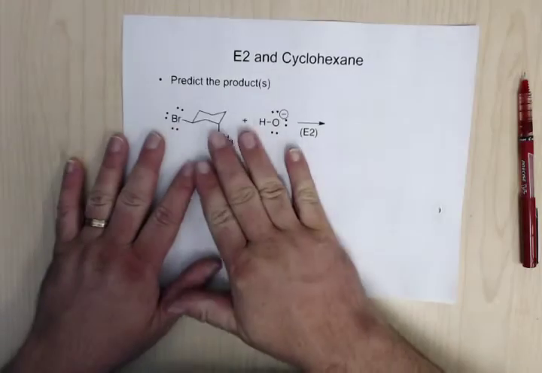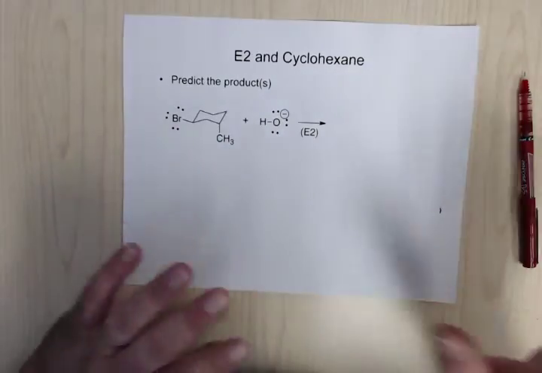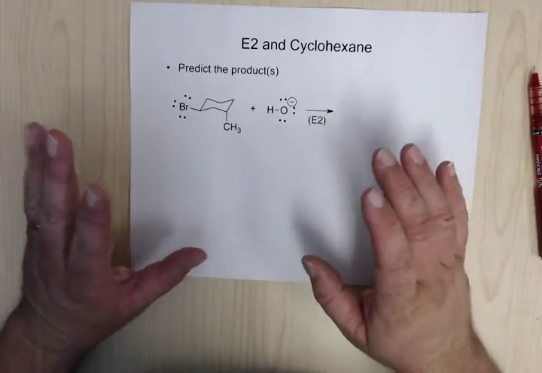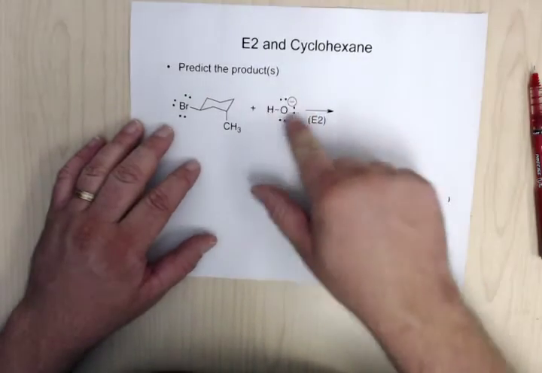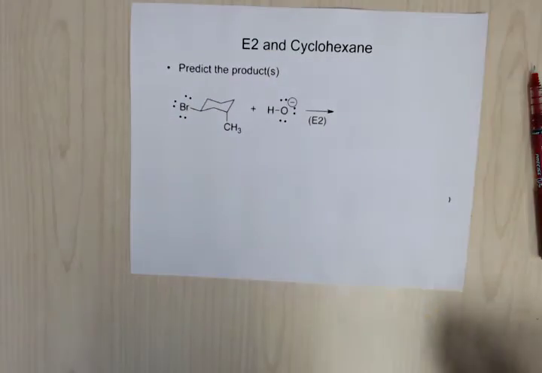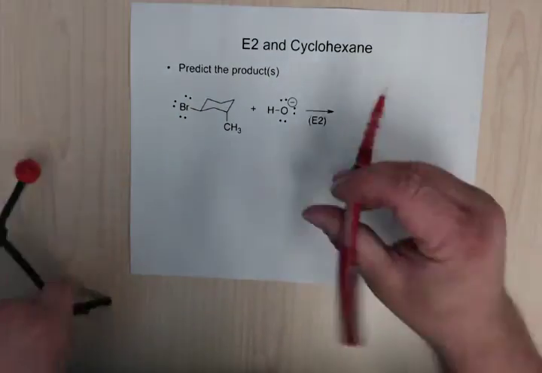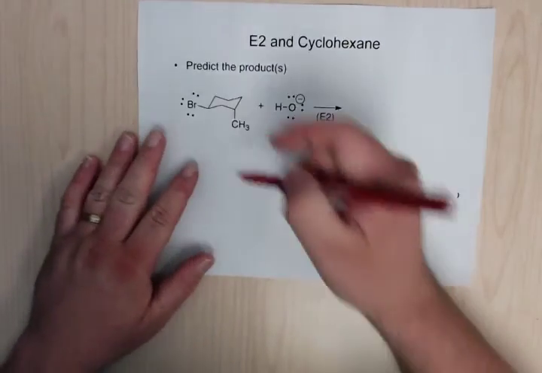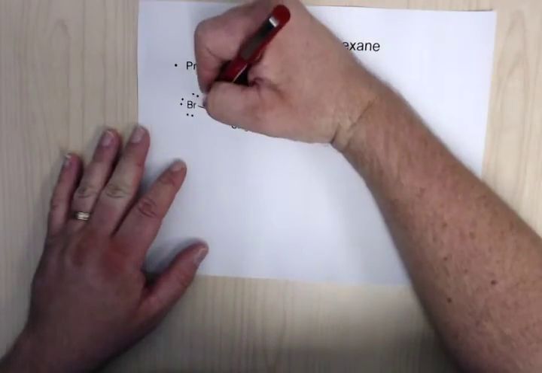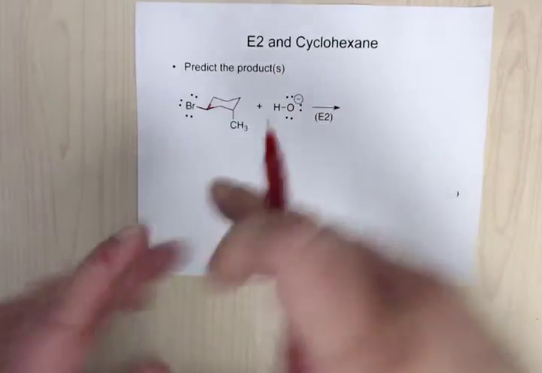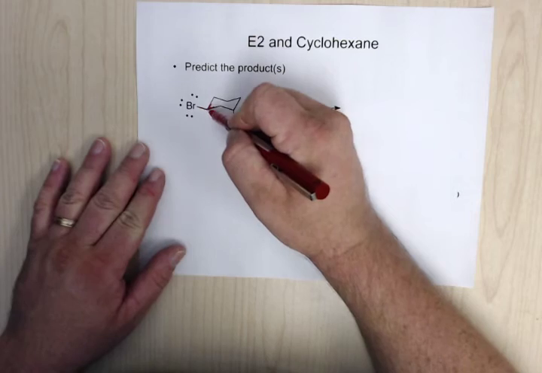Now for this one, you have to take into account the positioning of things. Again, it's all going to happen in 1 step because it's an E2 reaction. We have a base, we have our leaving group. So one of the things we have to do is notice how the leaving group here is in the equatorial position, right? Because the carbon-carbon bonds are pointed straight down.